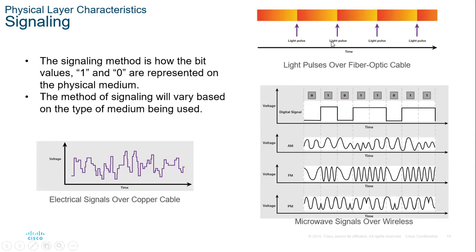Light pulse and time. So microwave signal over wireless. This is voltage, this side is time. Digital signal, AM (amplitude modulation), frequency modulation, pulse modulation. These are the different modulation techniques which it is showing.